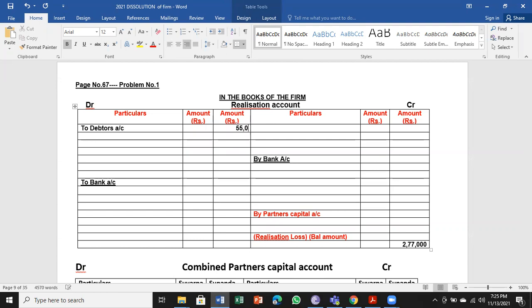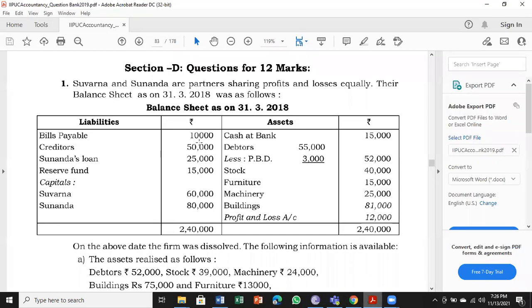Full 55 to be taken here by PBD, that is reserve on asset, to be taken on the credit side. Some people take 52,000 direct, they leave 3,000. Answer may look same, but the totals are wrong. And not only the totals, the method is wrong because the PBD account is not closed in the ledger of the business. So it has to be closed, necessary.